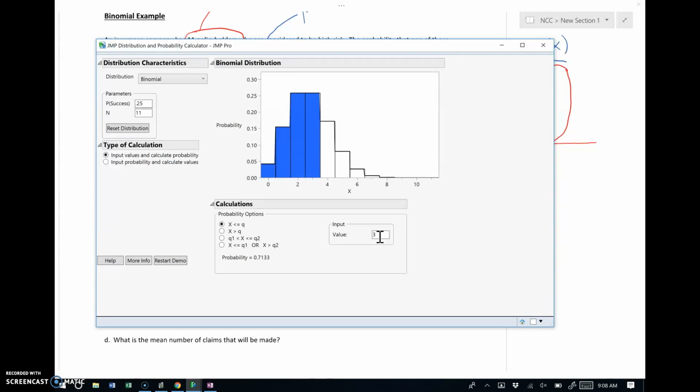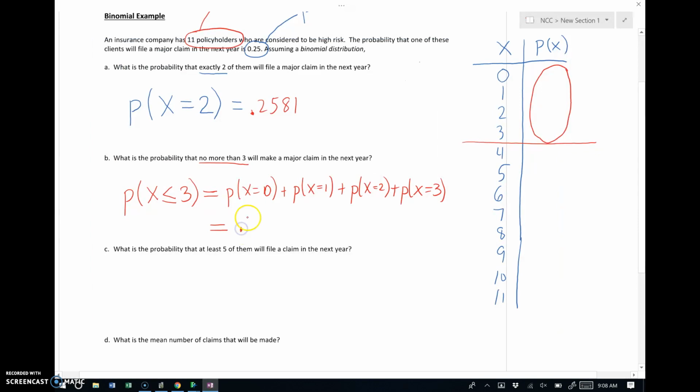All right, so this value would be 0.7133. What's kind of neat about this is I didn't even know any of those probabilities right there, but we were able to work the sum of all those probabilities.